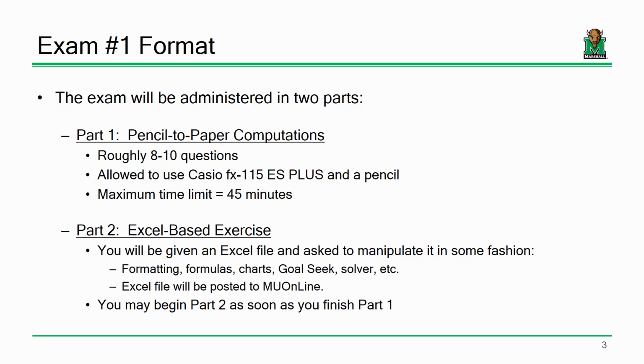All right, now, on Part 1, there's going to be roughly 8 to 10 questions that cover all the basic computation stuff that we've done throughout the semester. You're allowed to use the Casio and a pencil. Now I have here on Part 1 a maximum time limit of 45 minutes. The reason why I'm putting a cap on it is because I don't want you to spend an hour on Part 1 and not have any time at all to do Part 2. I want to give you a fair shot of getting both parts of the exam done. Now, what I tend to do when I make exams is, first off, I'm not a time crunch exam guy.